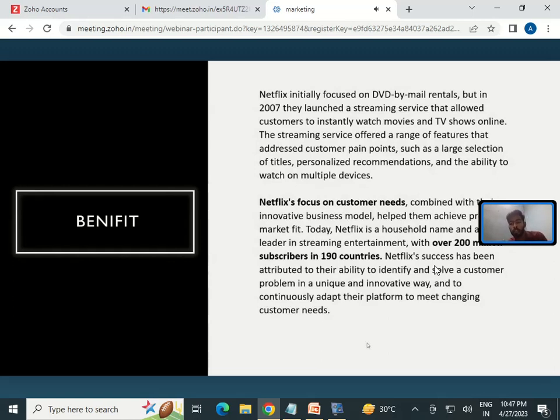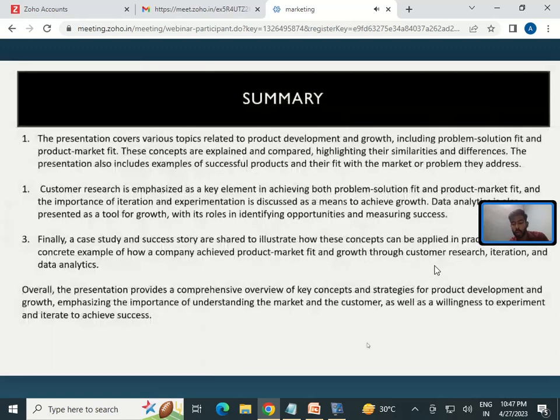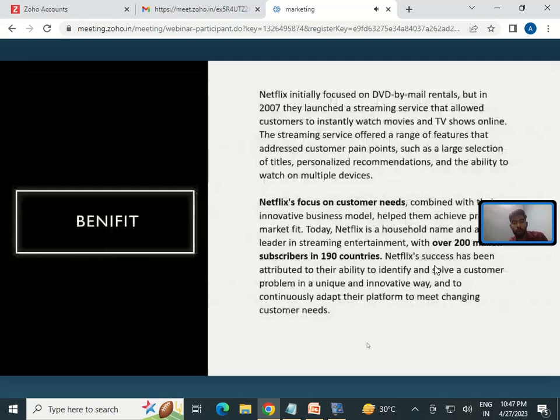So 200 million subscribers in 190 countries over the world. It's not something small, it's a very big number. So this is how, if you identify the exact problem and address it with an effective solution, then your business will 110% boom in the market. This is for sure. Now Netflix's success is attributed to their ability to identify and solve the customer problem.